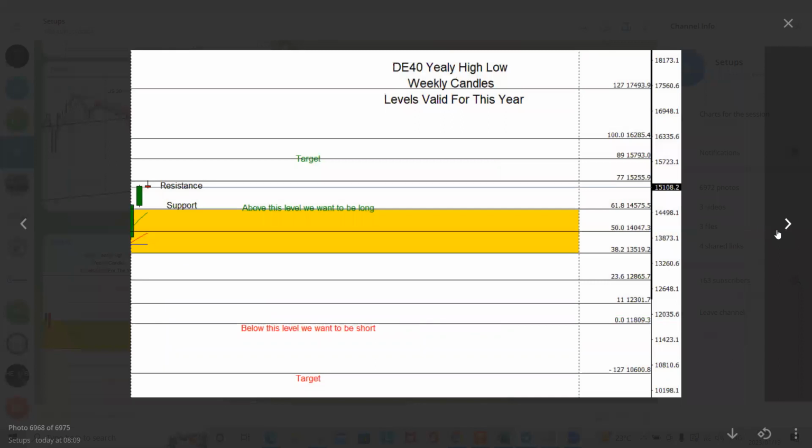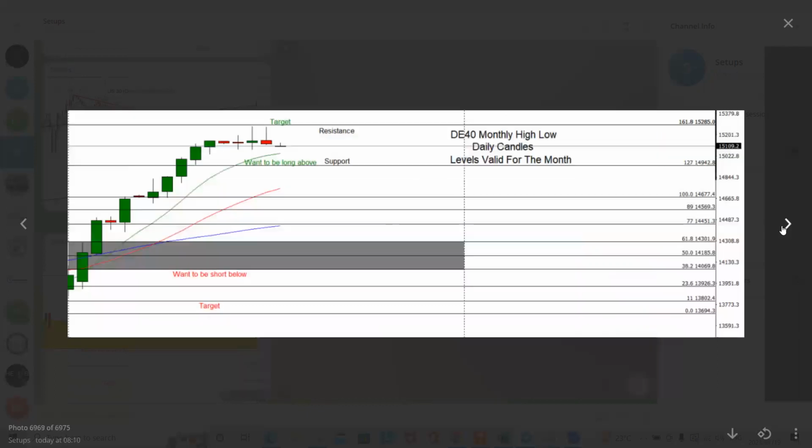On the DAX yearly high-low, currently between levels of 61.8 and 77 as support resistance. If you look at the moving averages, 8 is above 21, above 50. That's indicating trend is up. So we're still looking for that 89 target level.